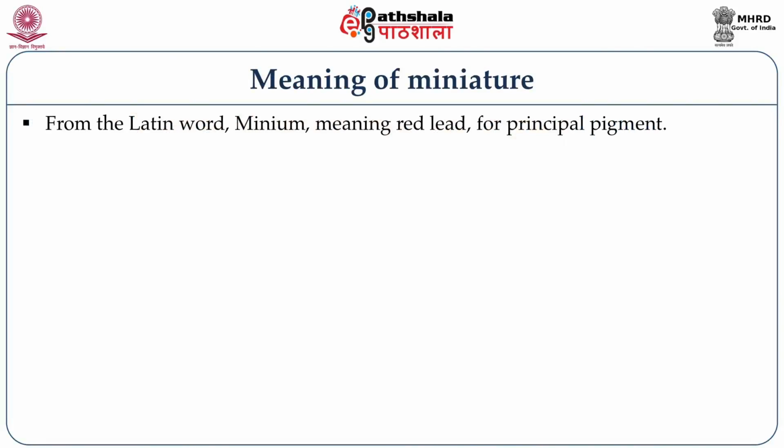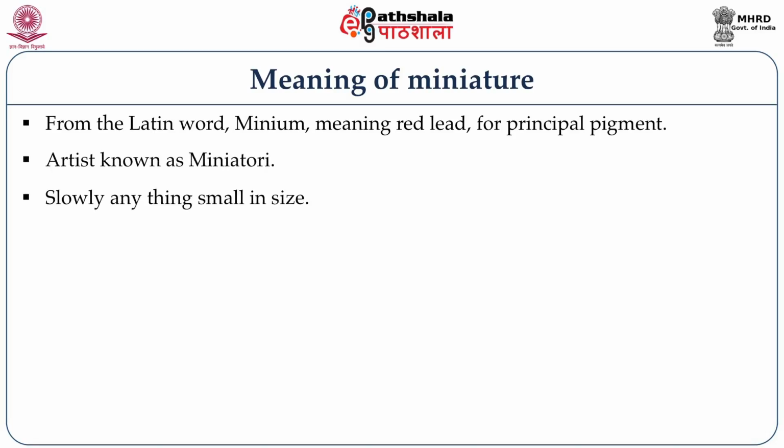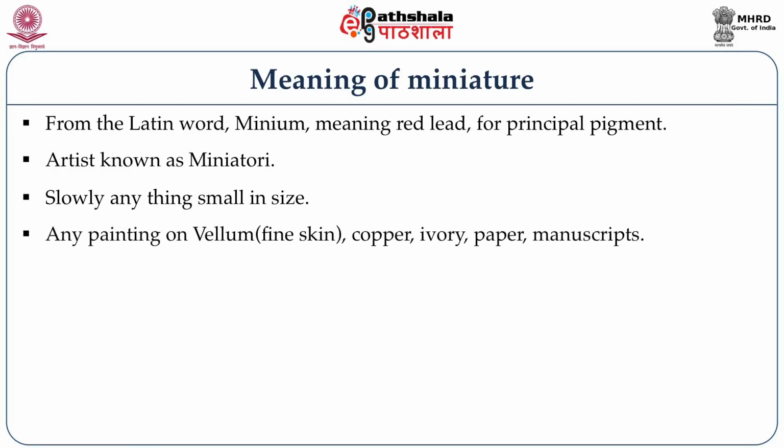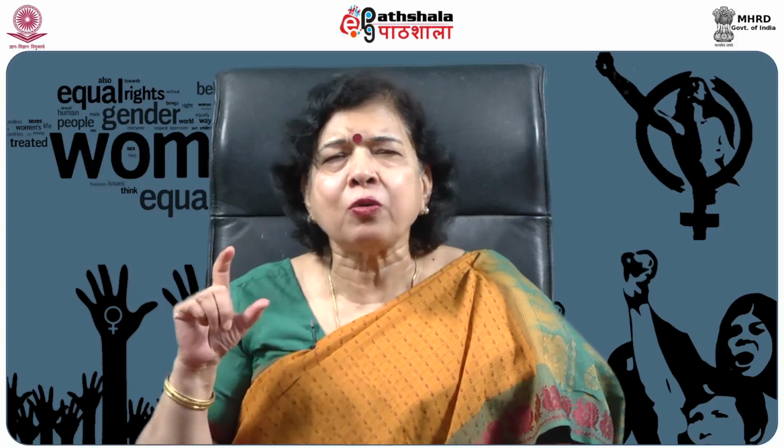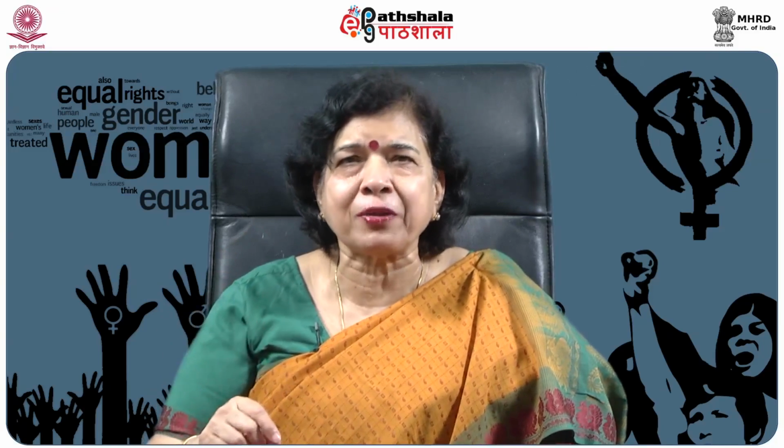Now let me discuss a little about the representation of women in miniature painting. What do we understand by a miniature? The word miniature has come from the Latin word minium, which means red lead, and it was the principal pigment. The artists who were making these miniatures were known as miniatori, and slowly the word miniature referred to anything which was small in size, any painting done on vellum, that is fine skin, copper, ivory, paper, or manuscript. The small size was something referred to as miniature.